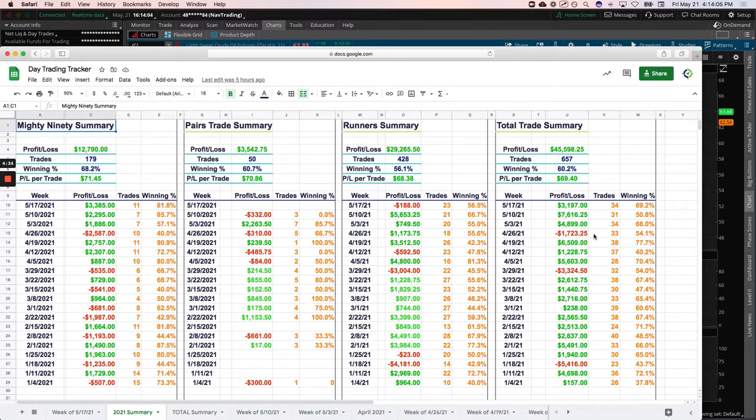So nice week again this week, plus $3,197 was our profit for the week. Puts our total profit for the month, year to date, a little over $45,000. A little over $12,000 on the Mighty 90s, $3,500 on the pairs, $29,000 on the runners.